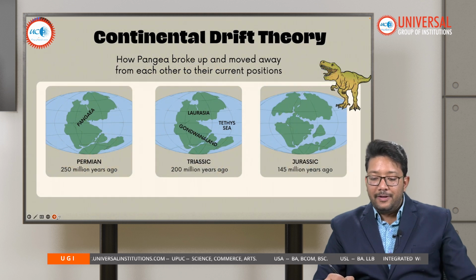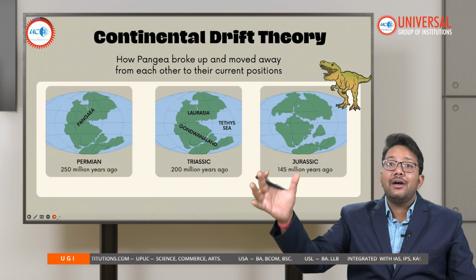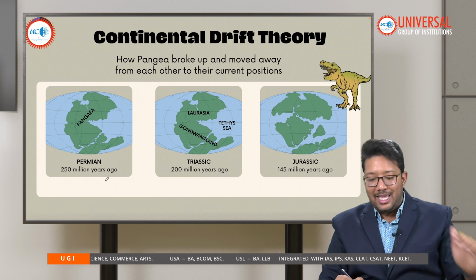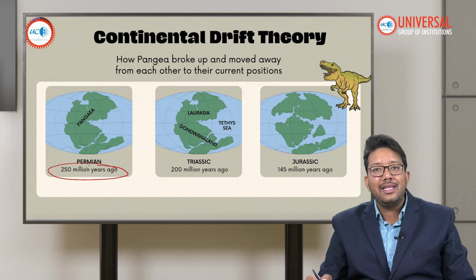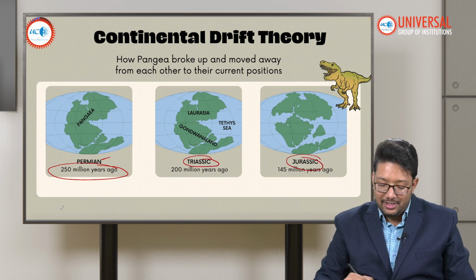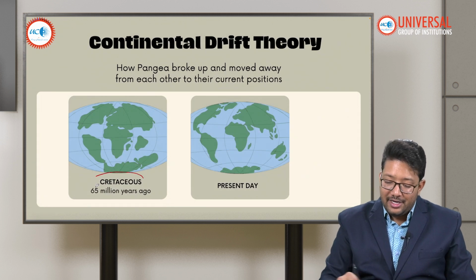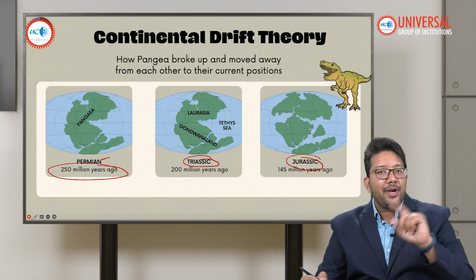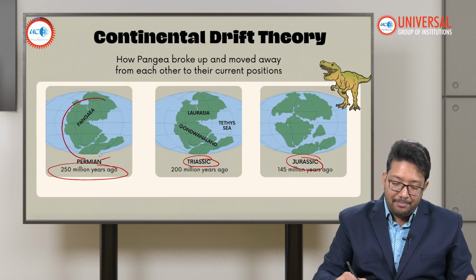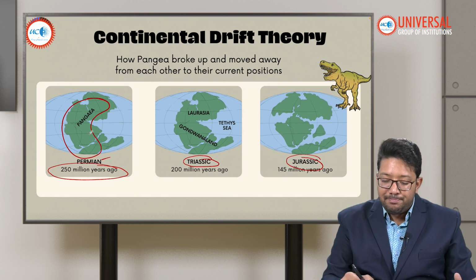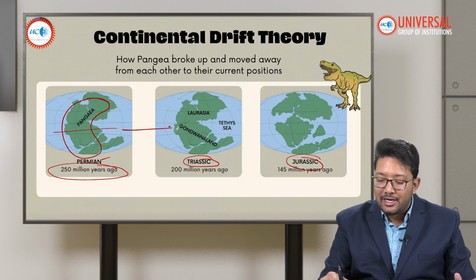Then he talked about how many years old this was. According to our geological time scale, 250 million years ago we call the Permian age, then Triassic, Jurassic, and Cretaceous, and this is the present day. So basically in the Permian age there was one big Pangea. In the Triassic age this Pangea started to break into Laurasia and Gondwana.